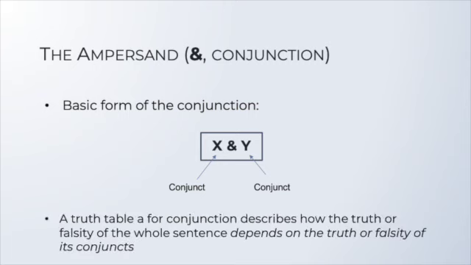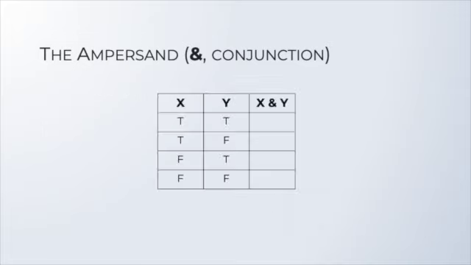A truth table for conjunction describes how the truth or falsity of the whole sentence depends on the truth or falsity of its conjuncts. So in the case of a conjunction of the form X ampersand Y, we have four possible cases. The first case is when both X and Y are true. The second case is when X is true and Y is false. The third case is when X is false and Y is true. The fourth case is when both X and Y are false. The truth table for the conjunction assigns a truth value, T or F, to each of those possible cases. It tells us that the first row gets assigned a T and that the rest gets assigned an F.